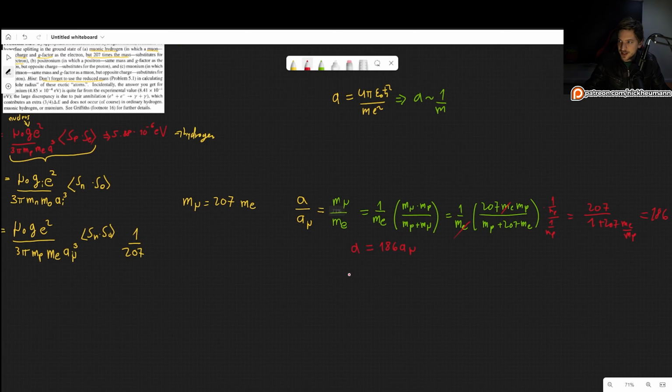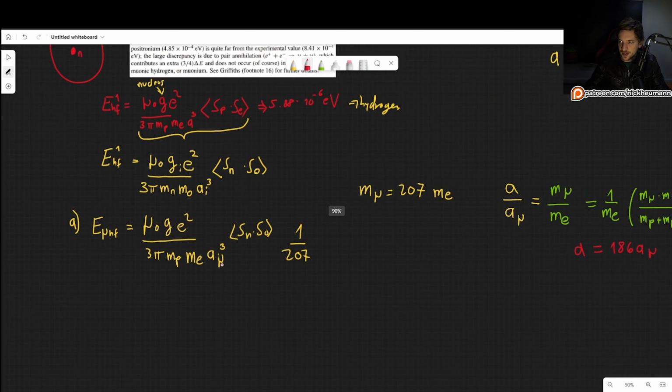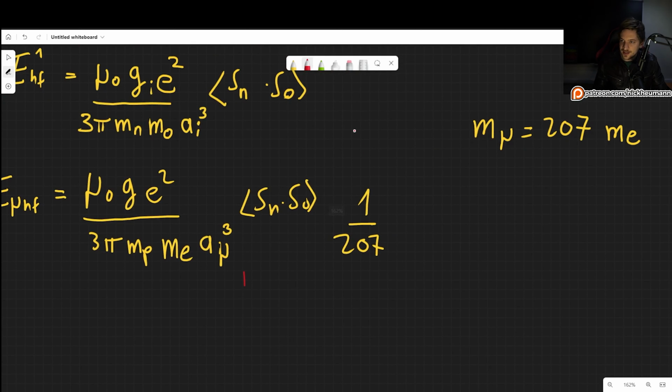So that means that if we want to write our expression in terms of A, we can use that A mu is A over 186. So plugging this in right here, instead of this A mu, we get A, and since this is divided by 186, we are basically multiplying here by 186 cubed, of course, since this thing was cubed.